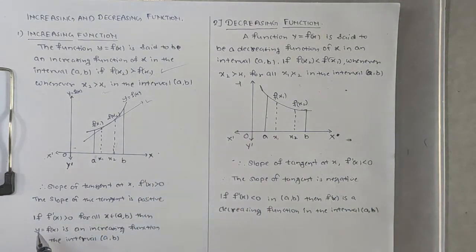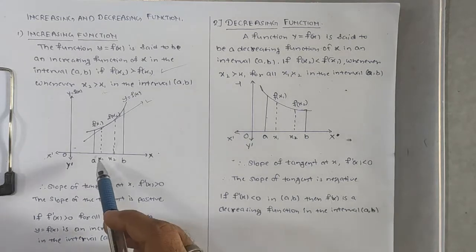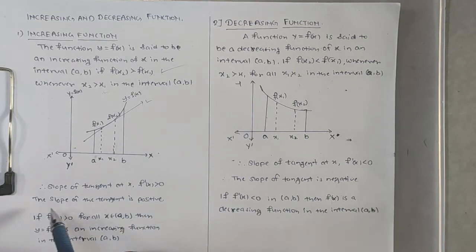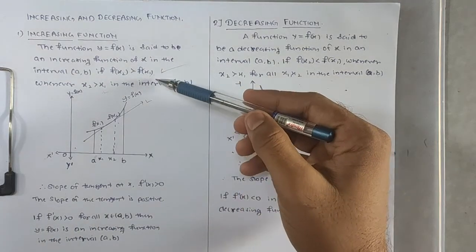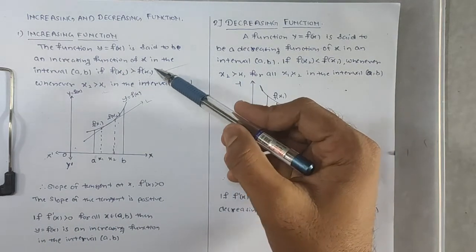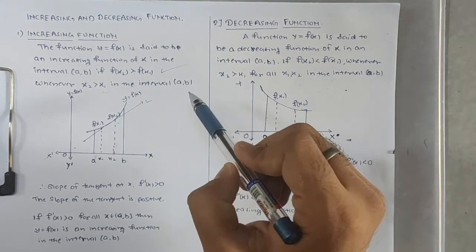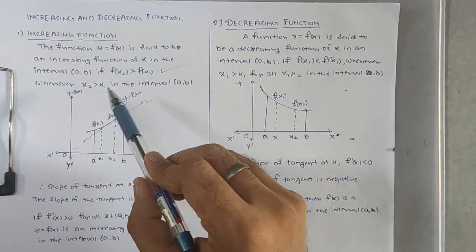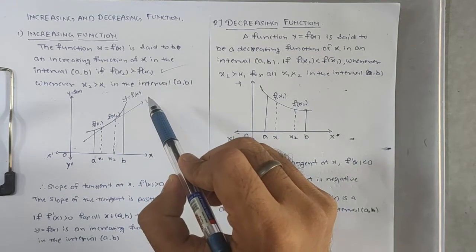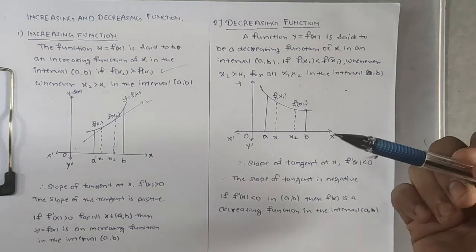Now the main definition: if f dash of x is greater than 0 for all x belonging to a comma b, any x in a comma b satisfying this condition, f dash of x greater than 0, then y is equal to f of x is an increasing function in the interval a comma b. This is the definition of an increasing function, and this is the main concept of when it will be increasing: when f of x2 is greater than f of x1 whenever x2 is greater than x1. Now similarly we will see the decreasing function.